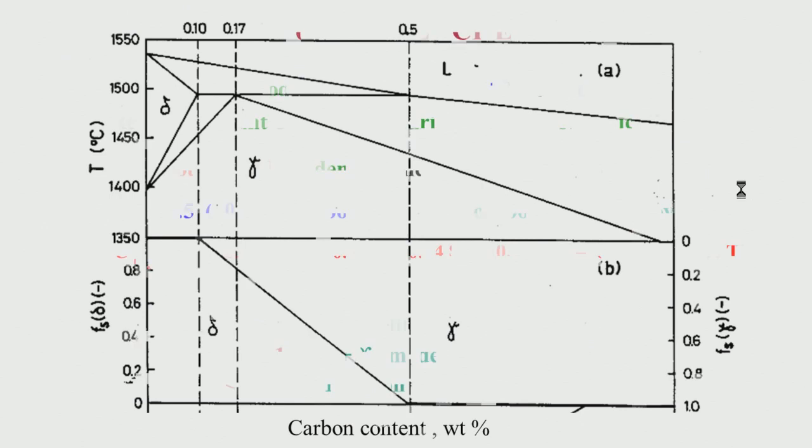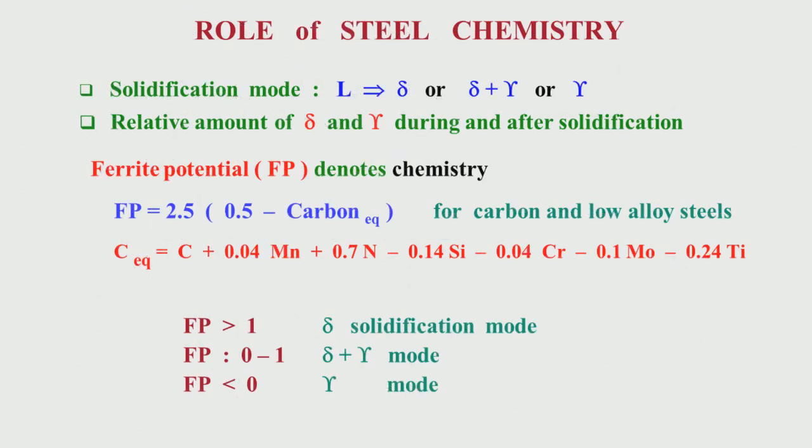Now, if you look at the role of steel chemistry in iron, plain carbon or low alloy steels, the solidifying mode, as I was telling you, can be of three types: liquid to delta, or liquid to delta plus gamma, or liquid to gamma. That means 100% delta, or 100% gamma. In between 0.1 to 0.5, it is a mixed mode, delta and gamma. And solidifying is completed at relatively lower and lower temperature as you go to higher and higher carbon.